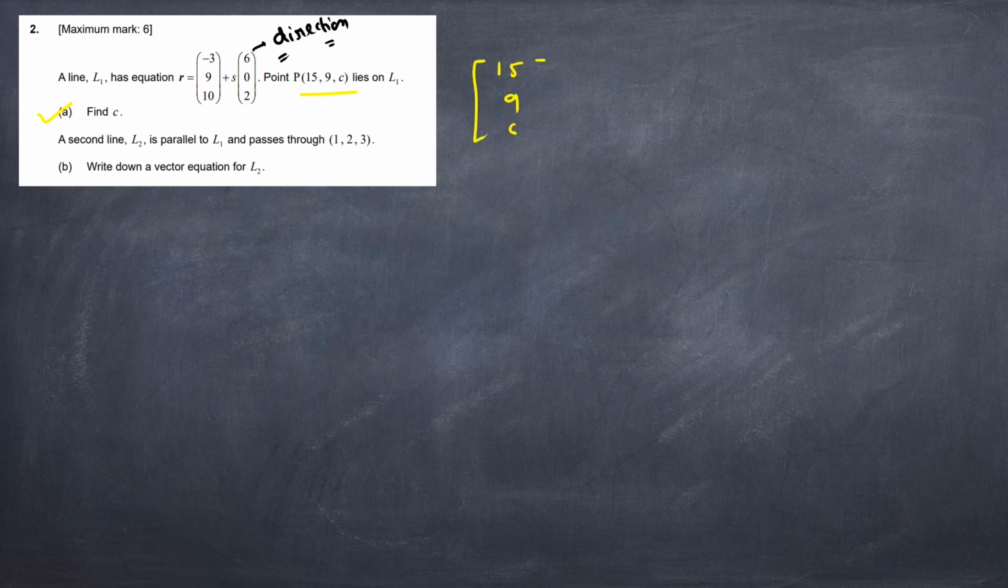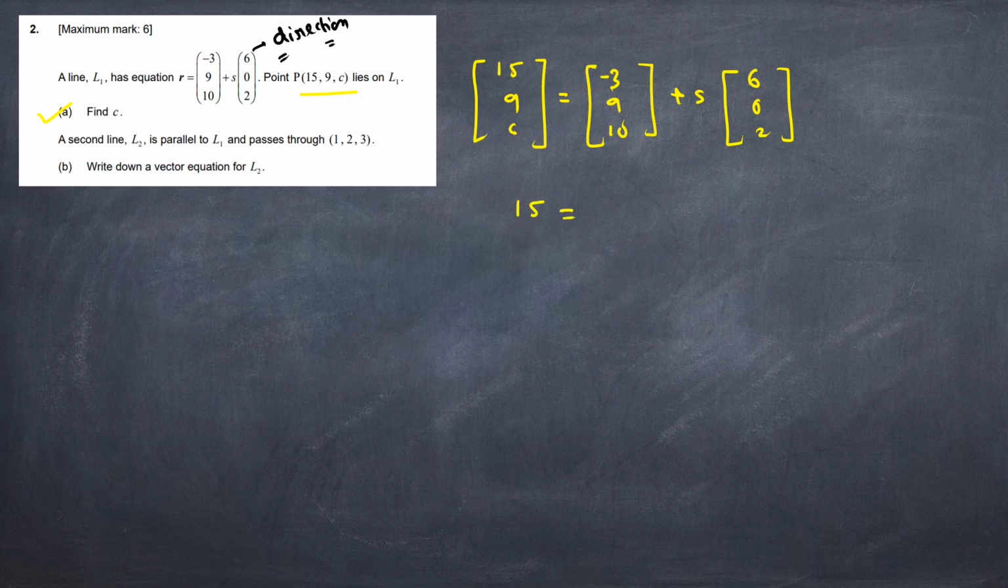This point basically lies on C1. So we can write from here: minus 3, 9, 10 plus s into 6, 0, 2. From these two parts, we can construct three equations. Just see what the equations are.